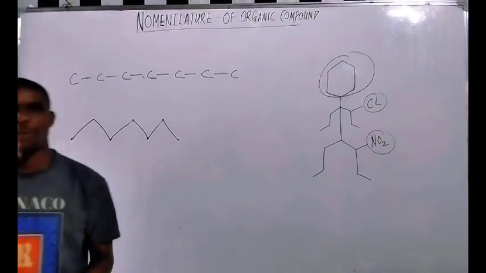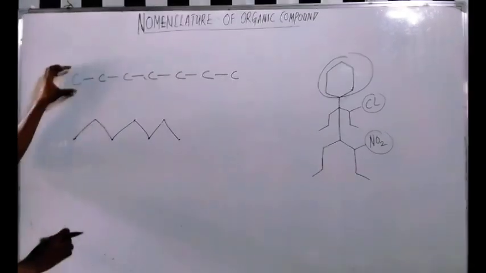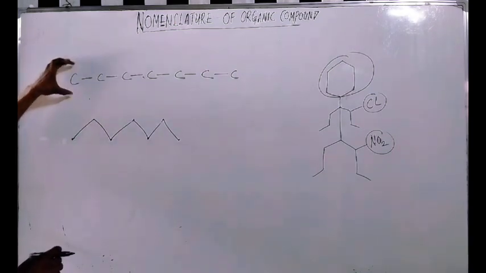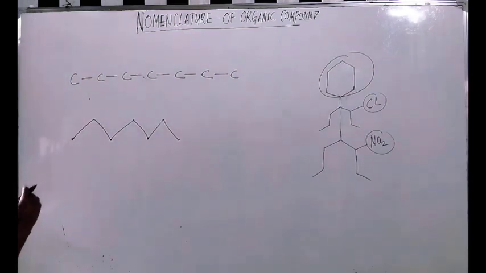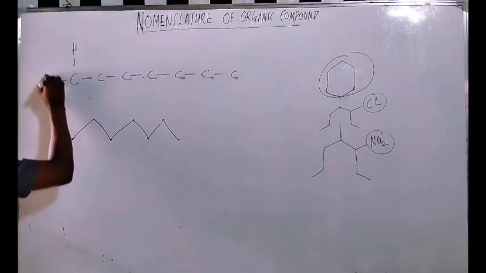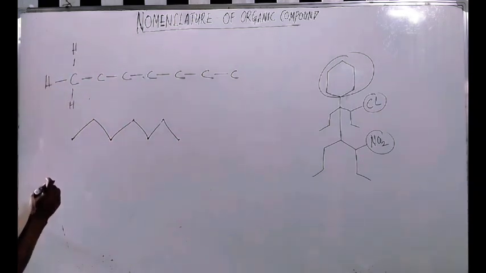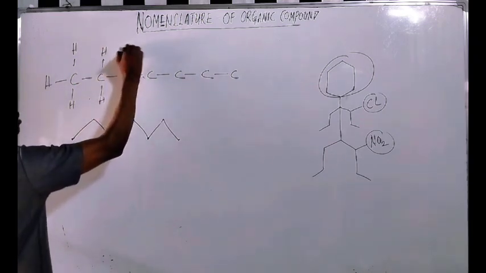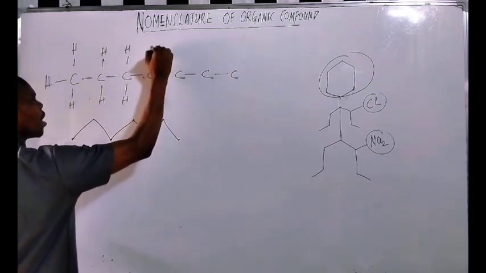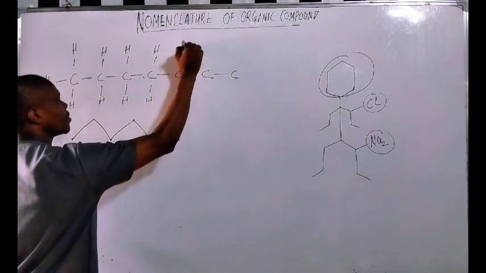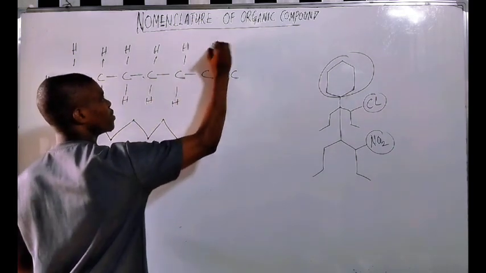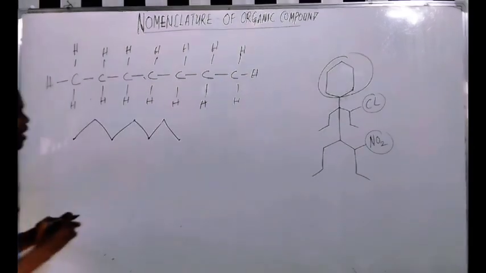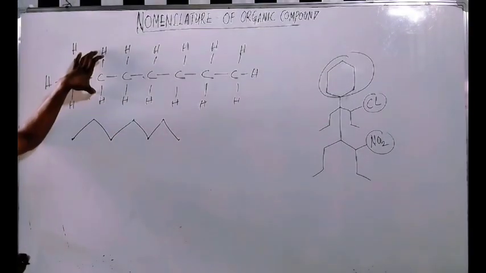Now remember, carbon must have 4 bonds, right? This carbon atom is already connected to this carbon atom with a single bond. So this one has how many hydrogens? 3 hydrogens: 1, 2, and 3. Here we have 1 and 2. Here we have 1 and 2. Here 1, 2. Here 1, 2. Here 1, 2. Here we have 1, 2, and 3. So this skeletal structure is converted to this one here.